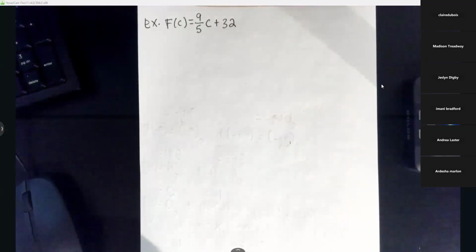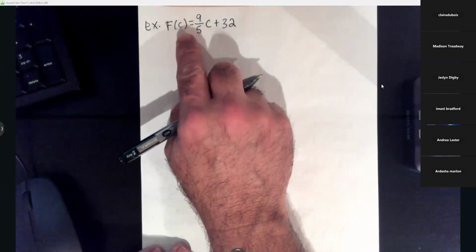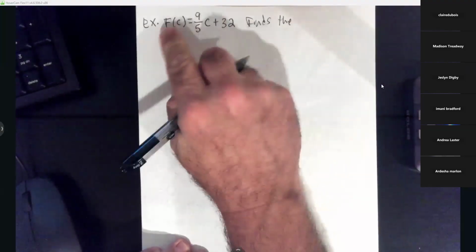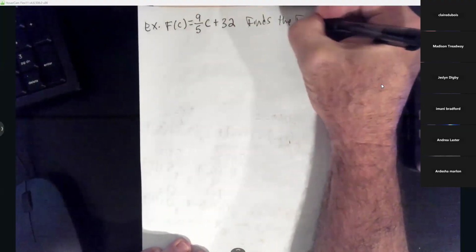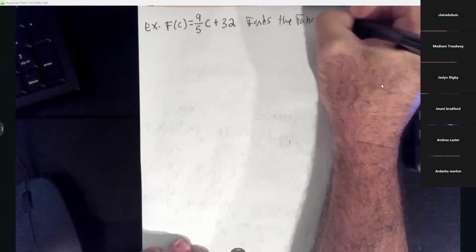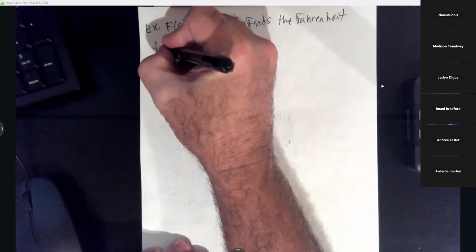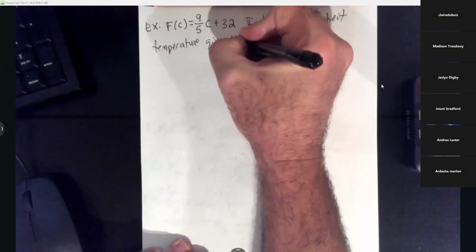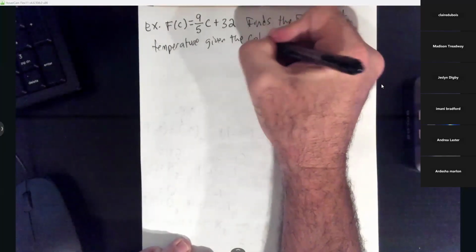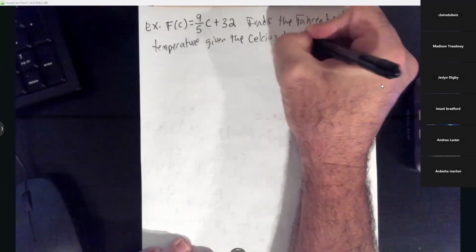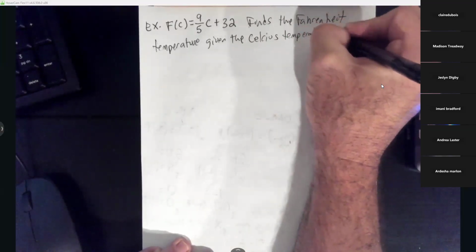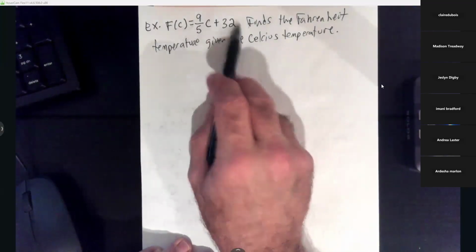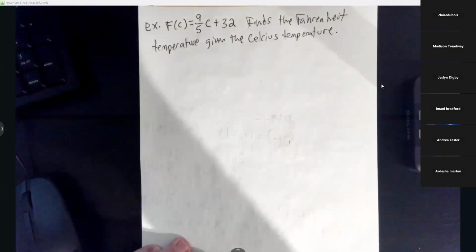Oh, okay. So y'all, let me tell you what this formula does. This formula finds the Fahrenheit temperature given the Celsius temperature. So if I know my Celsius temperature, I plug it in for the C and work this out, and that gives me the Fahrenheit temperature.